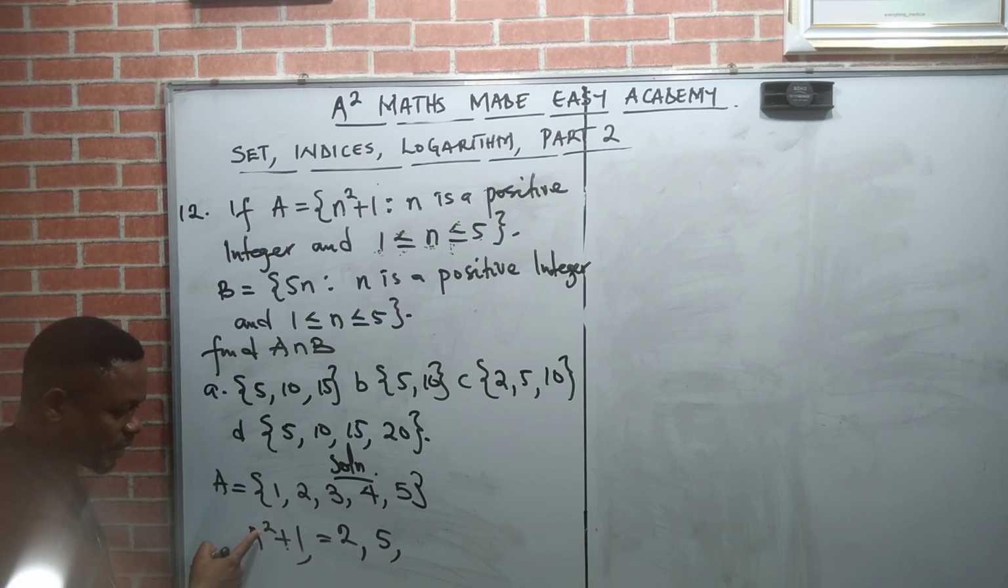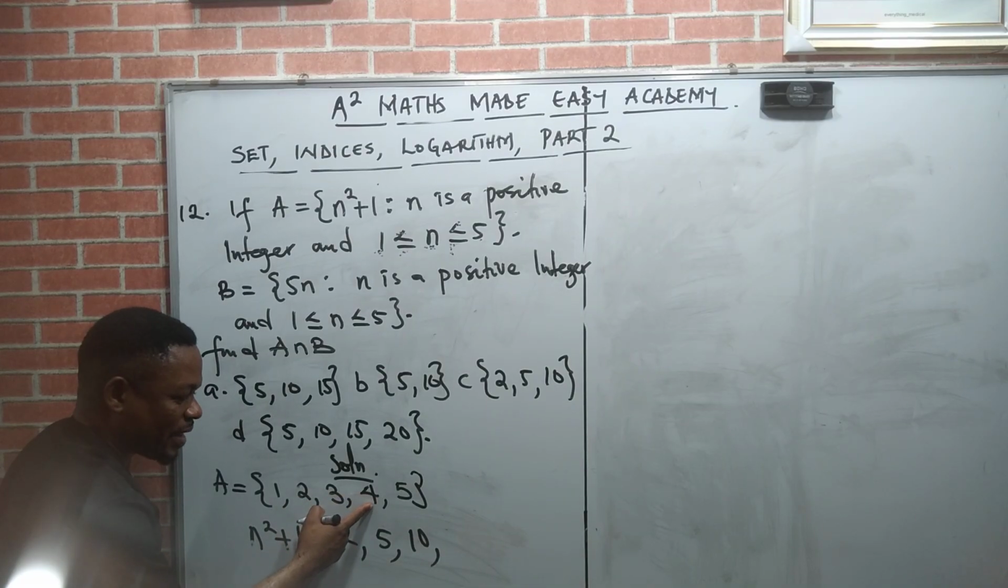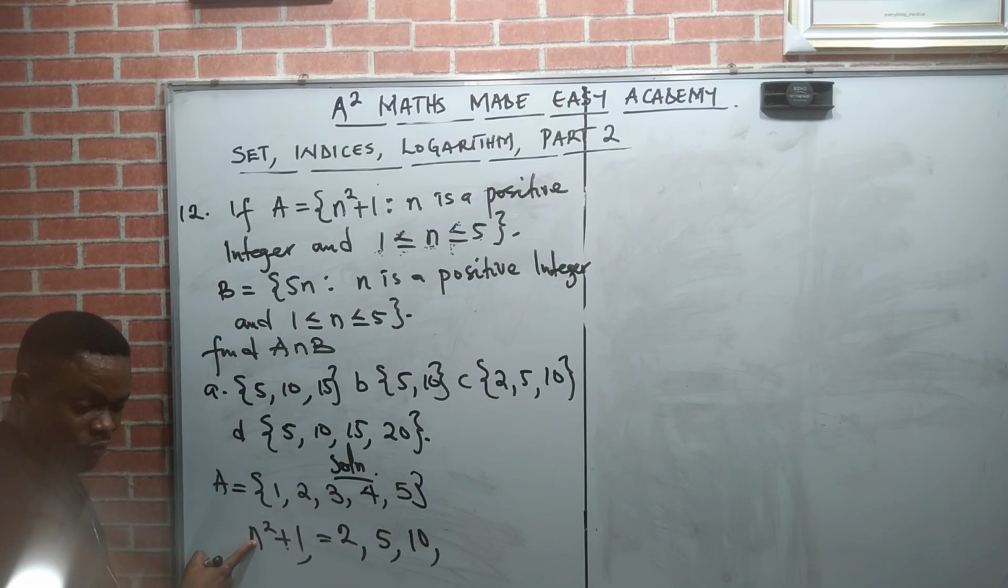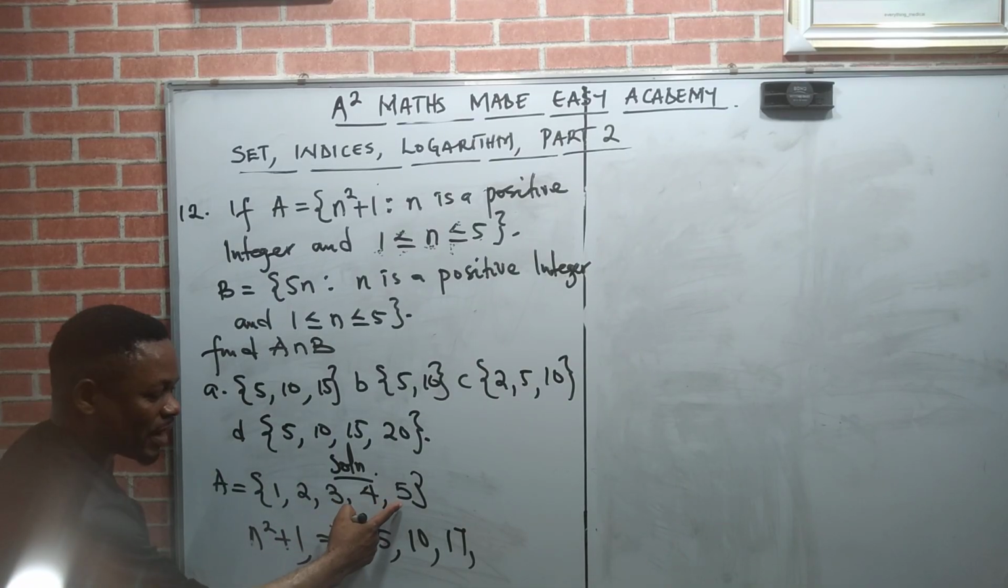3. 3 squared means 9. And 9 plus 1 will give you 10. I will have here as 10. We now move again when n is 4. What is 4 squared? 4 squared is 16. Are you there? Then 16 plus 1 will give you 17. Then lastly, when n is 5.